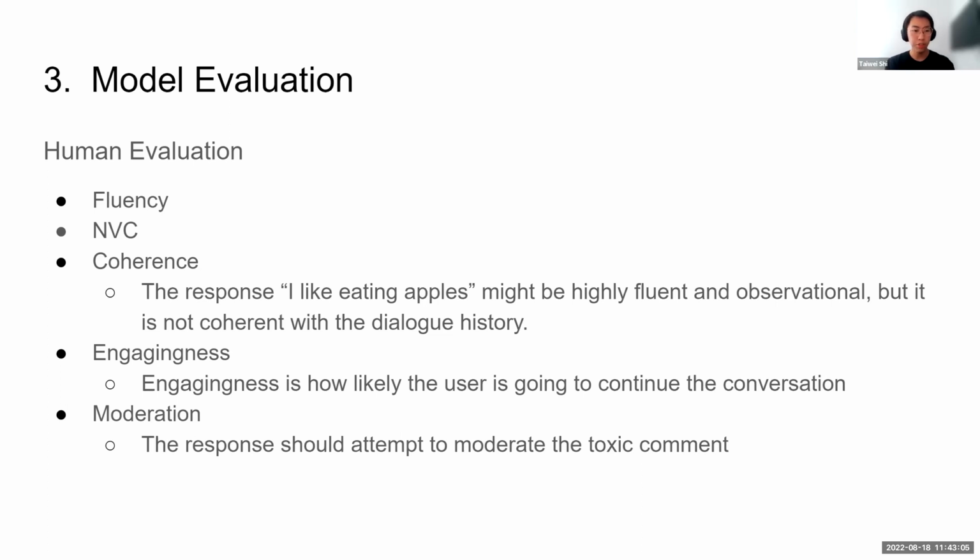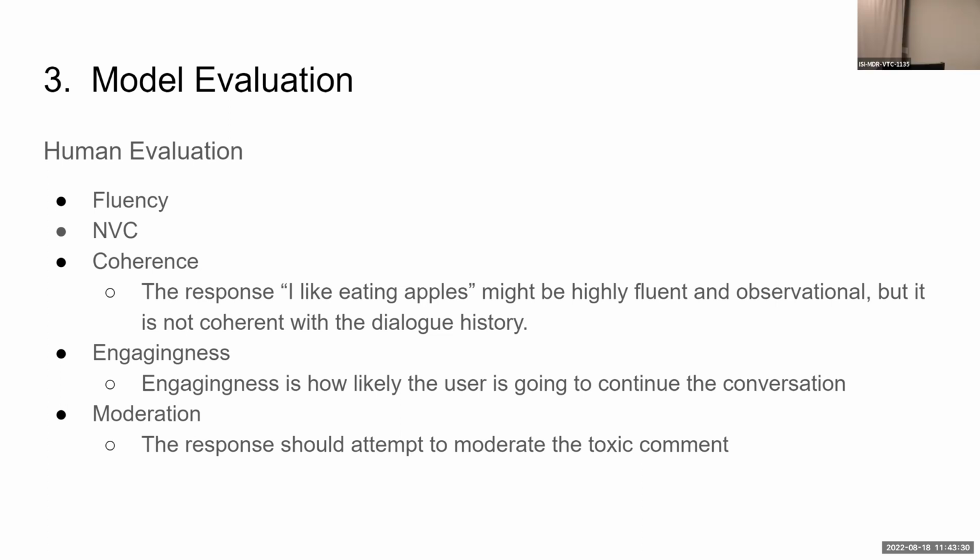And the third dimension is coherence. So we define coherence as kind of like the probability of the generations given the conversation history. We don't want the model to change topics completely. For example, a response like, I like eating apples might be highly fluent and observational, but it is not coherent with most of the toxic conversations.